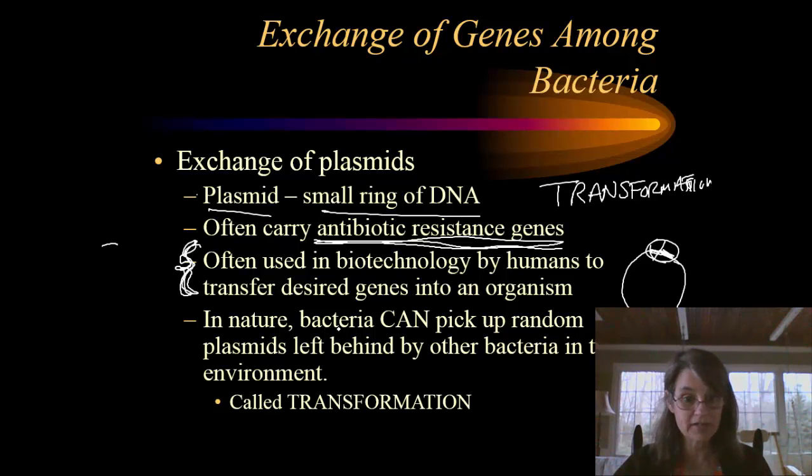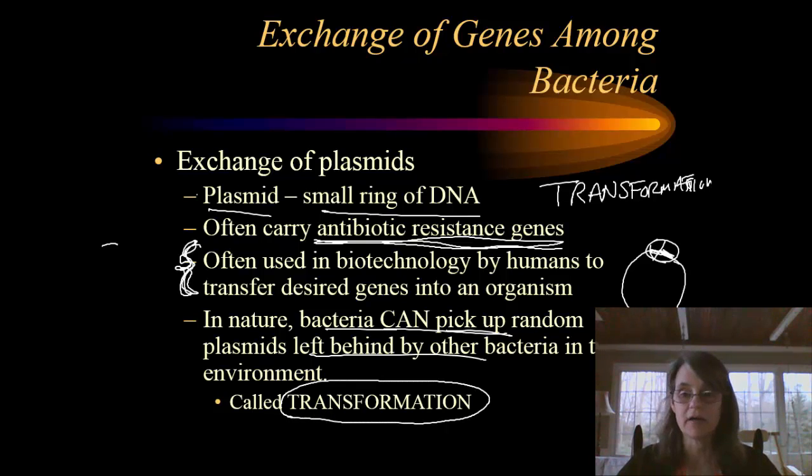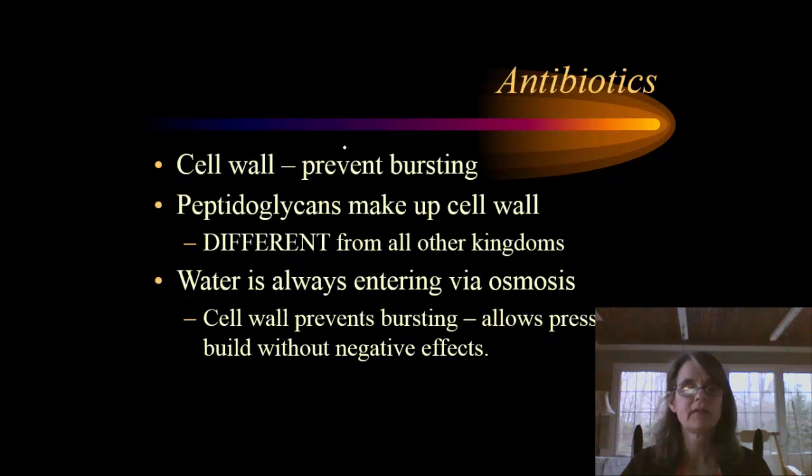So in nature, bacteria can pick up random plasmids left behind by other bacteria, but we can also cause them to pick up plasmids that we want if we put them in a test tube with the plasmid. So it's a really useful thing. We're finding out more and more. We can make bacteria, if we put in a gene for human insulin in a plasmid and cause bacteria to pick it up, the bacteria can miraculously make human insulin. So it's really important. So picking up a plasmid from your environment is called transformation. All right.